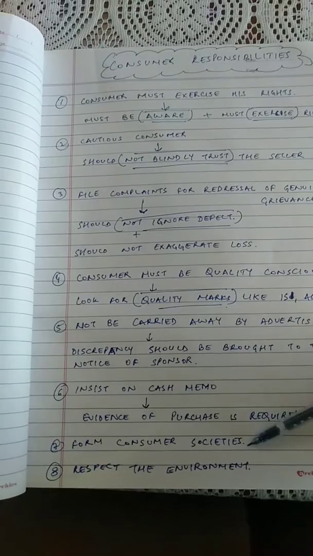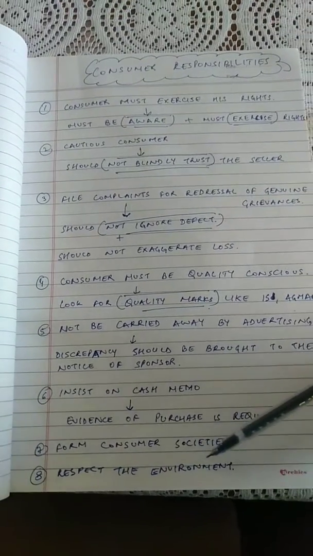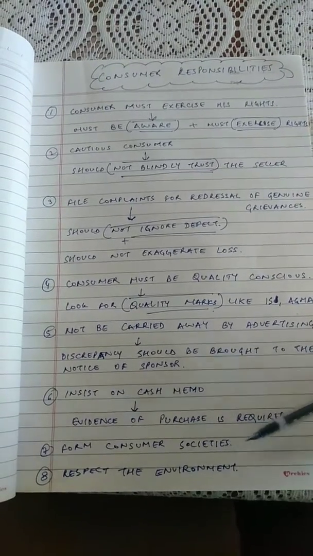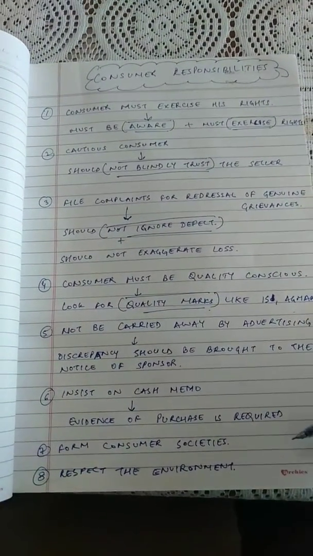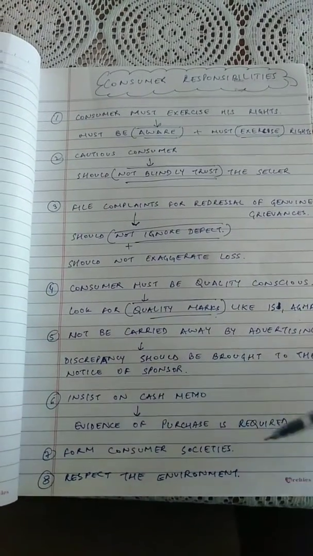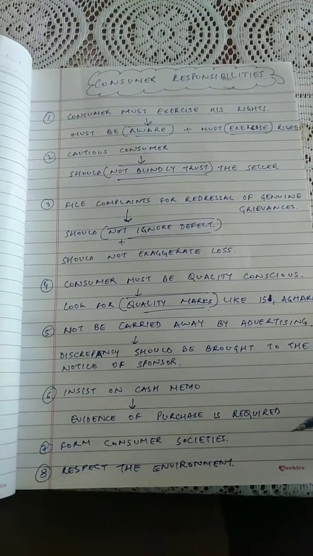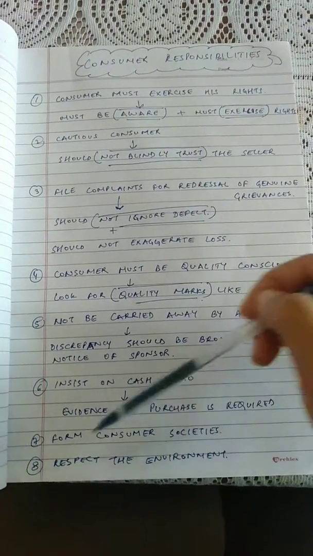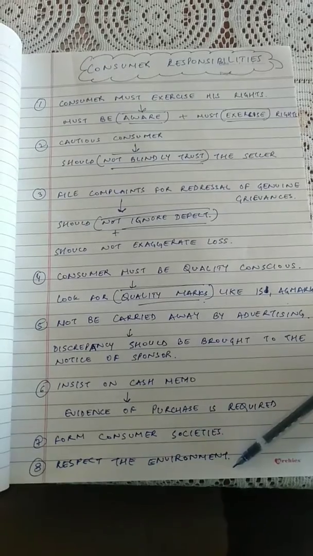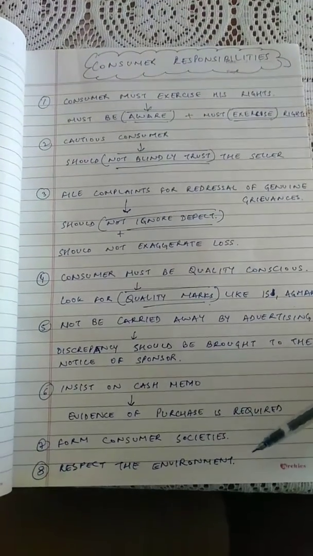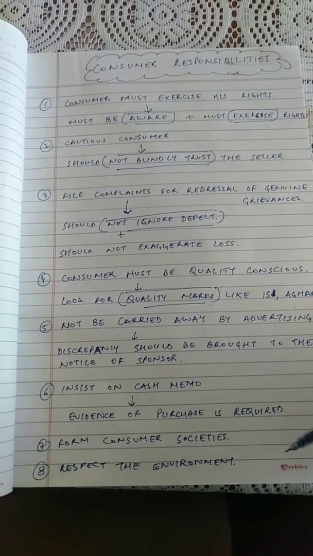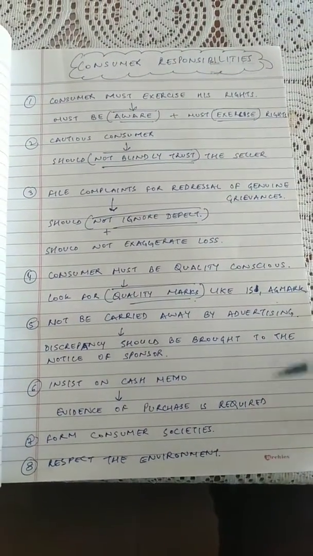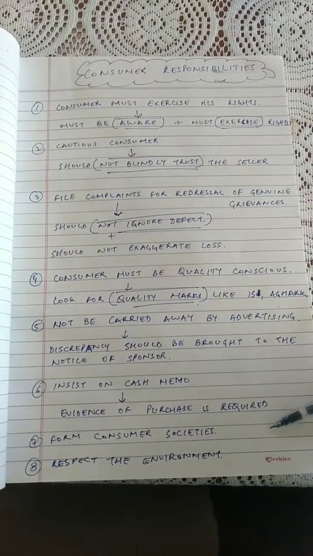The next responsibility of a consumer is that he should form consumer societies. Now, what is the role of consumer societies? Consumer societies basically educate consumers regarding their rights and responsibilities. The greater the awareness, the greater the number of consumers who will be exercising their rights. And lastly, one more responsibility of the consumer is that he should respect the environment. He should in no manner pollute the environment or create any kind of environmental degradation. Right? So these are the consumer responsibilities that you need to learn from your board exam point of view.